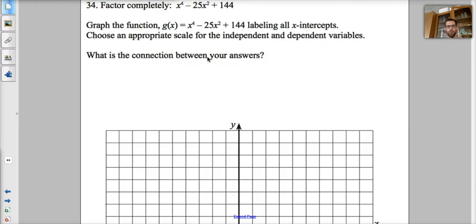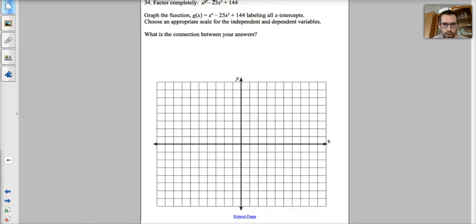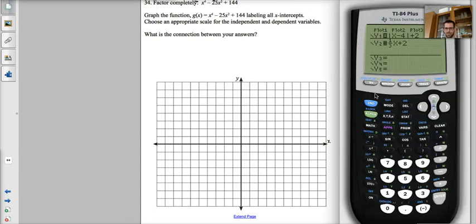Here it says first I want to factor this guy completely. So if I want to factor it completely, I need to find two numbers that add to negative 25 and multiply to 144. So let's see, 144, 25. So 12 and 12 are 144. 144 is also going to be divisible by 9. 144 divided by 9 gives me 16. 16 and 9. Yeah, that works. They both have to be negative.